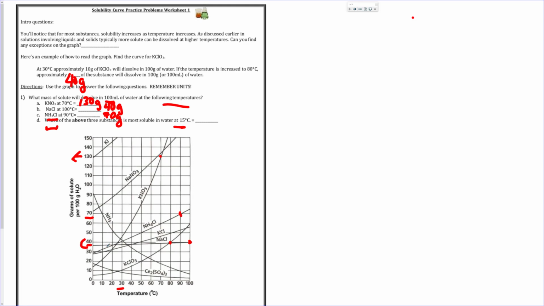So potassium nitrate is right here at 15 degrees. Sodium chloride is right here, and the last one is ammonium chloride, which is down here. So the answer here is NaCl. So that's your answer. That's how you read a solubility curve.